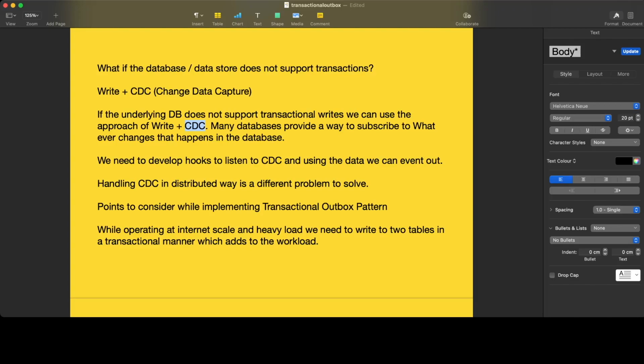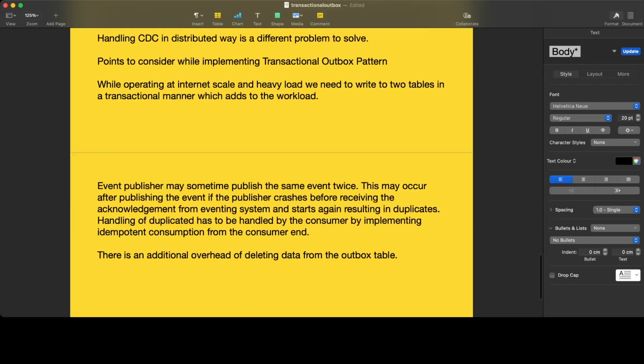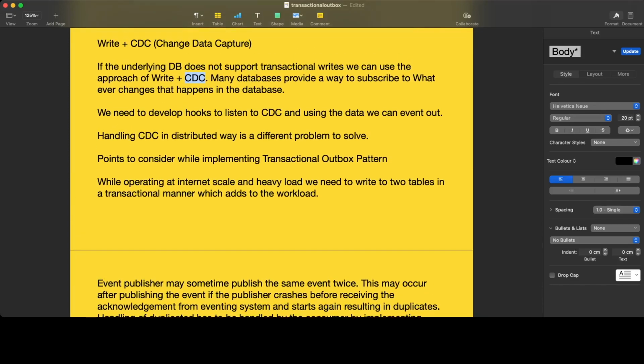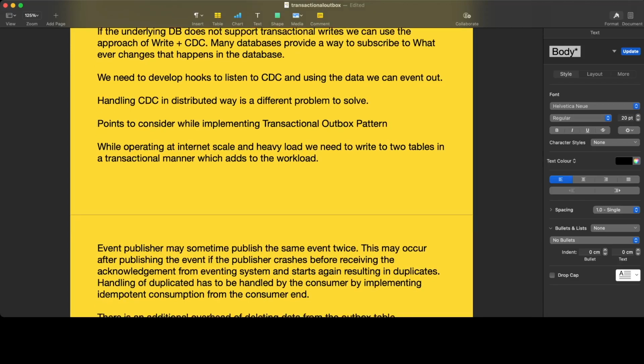So we are here understanding the possible ways to event out atomically, and what is the best way to implement it. We are leaving the choice to the engineers. So what are the points that we need to consider while implementing the transactional outbox pattern? We need to be a little careful about certain things, especially while operating at internet scale.